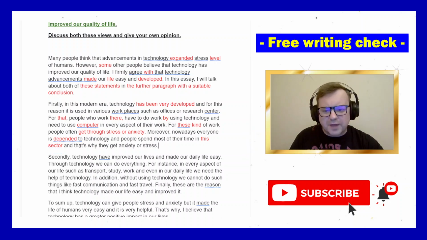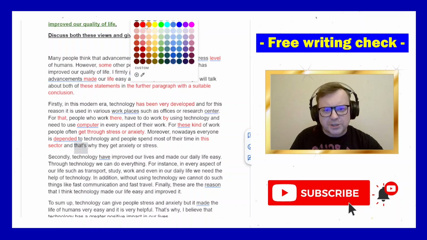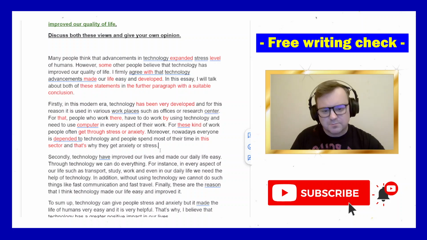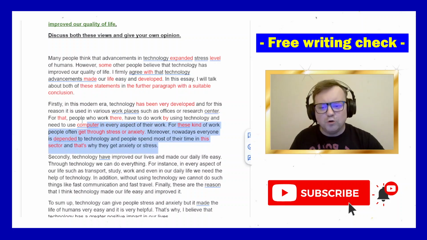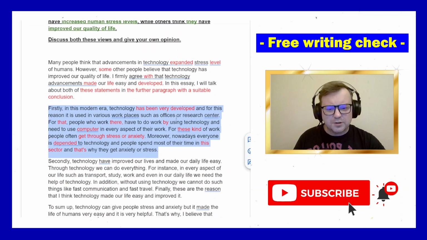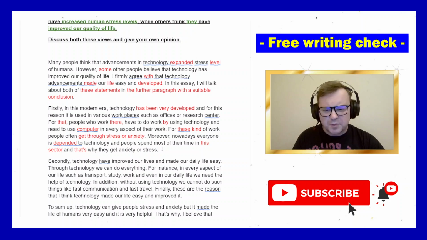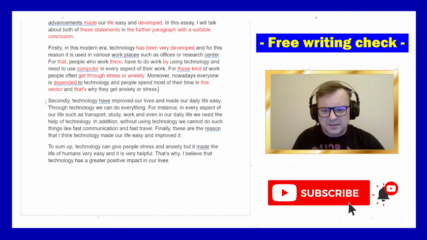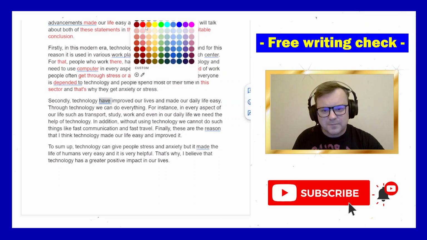Okay, that is a contraction. We don't use contractions in academic texts, but this is not your biggest problem. You've spent a whole body paragraph, and I still don't know if this is in support of idea one, technological advancements have increased human stress levels, or they have improved our quality of life. All you've said is that there are computers in offices and research centres and people get through stress or anxiety. Everyone is dependent on technology. It's totally unclear. "Secondly, technology has improved our lives."